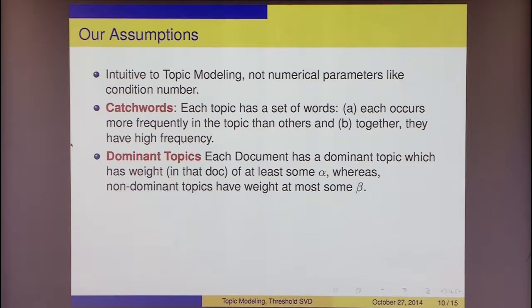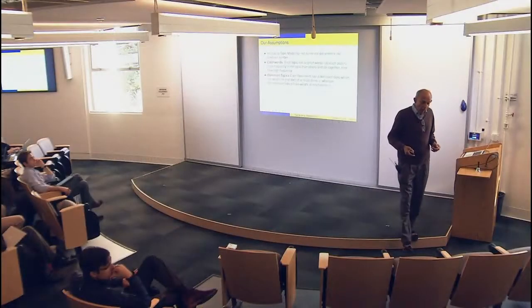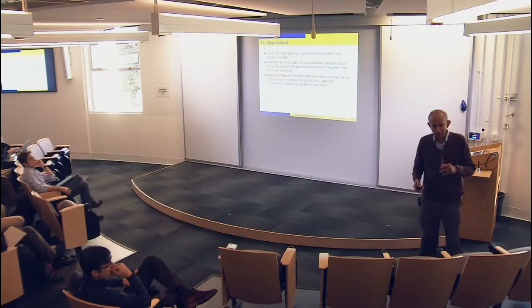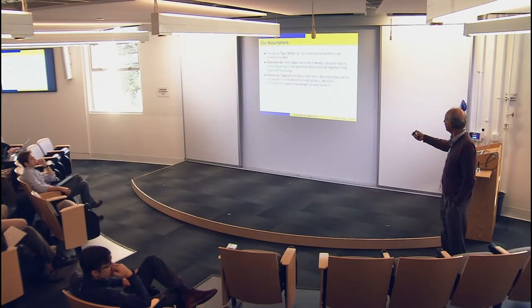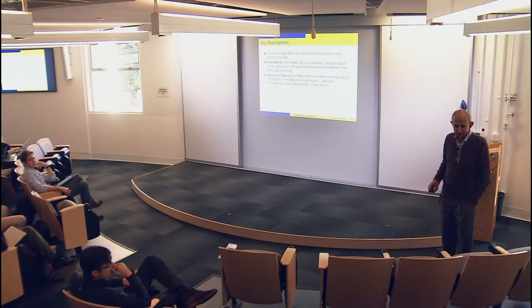Dominant topics. Each document has one topic which is dominant, has a weight which is greater than a certain alpha, and every other weight is at most a beta, which is less than alpha. Okay? Is there a bound on the number of catchwords allowed? No, we don't need a bound. It can be enormous, but they're disjoint sets of catchwords. And their total frequency must be high, though.